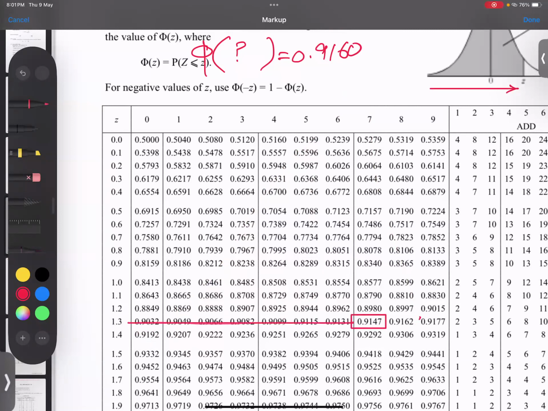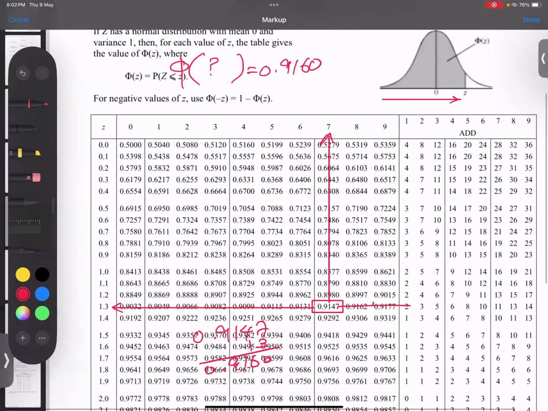From here I will take 1.3. From here I will take 7. And how much do I add to get this answer? Let's check. 0.9147. If I add 13, I get my answer. So 13, how to get 13? Try to find 13 in this section. 13 is coming here. So this is my value. I'm looking for 8. So 8 and 7. So I'm writing from here 1.3.